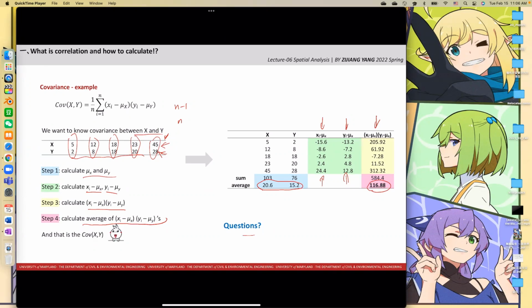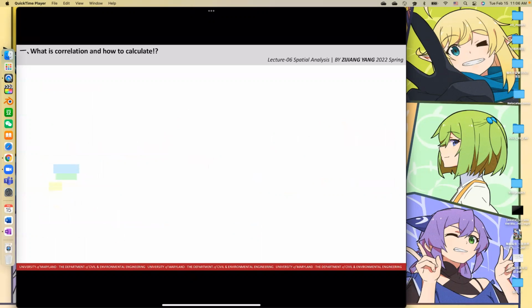Is there a correlation between covariance and a regression value? Yes, I will talk about this later. That's a good question. Any more questions? No. So if you have questions, you can post them in the chat.